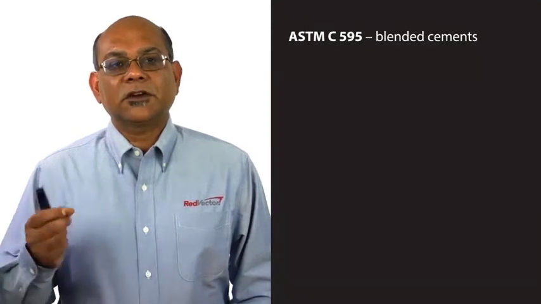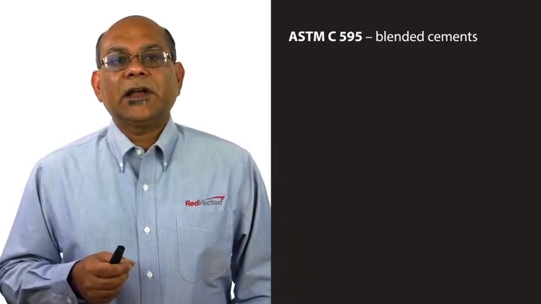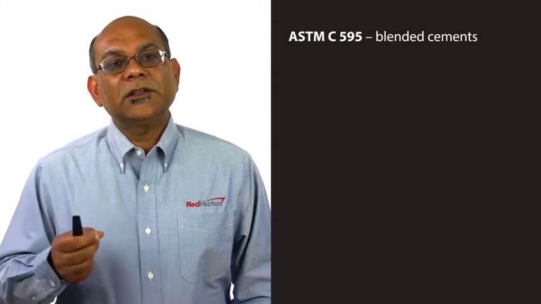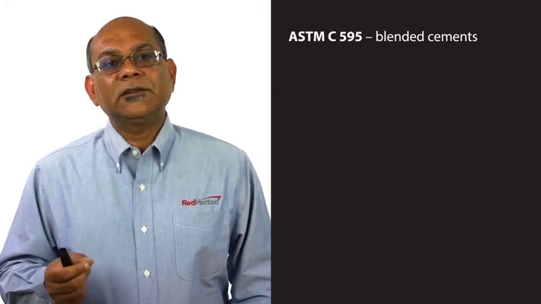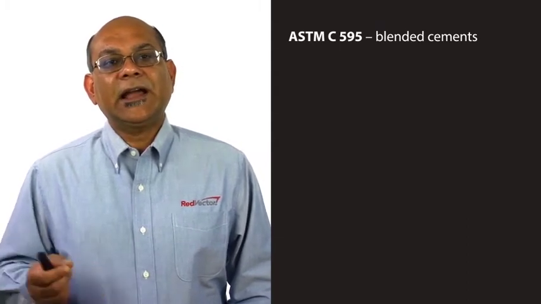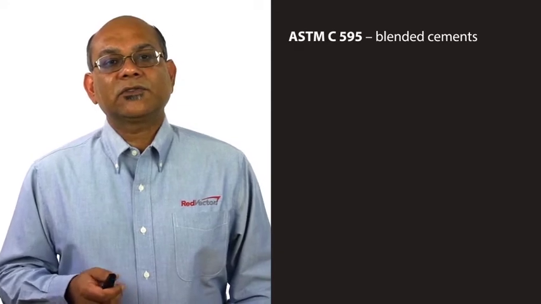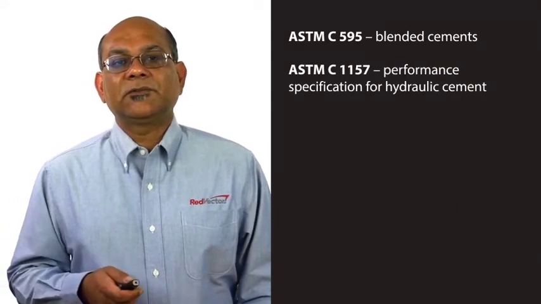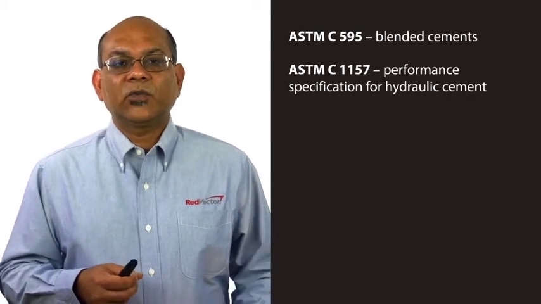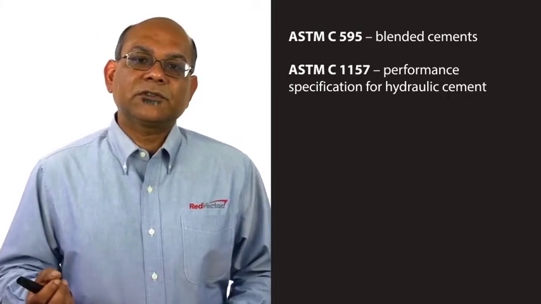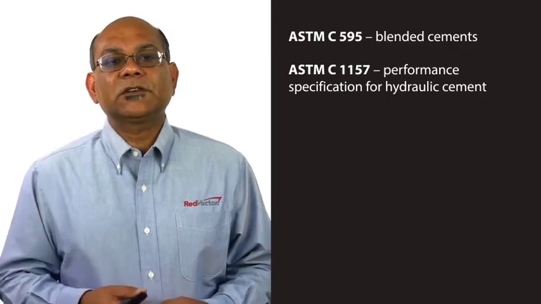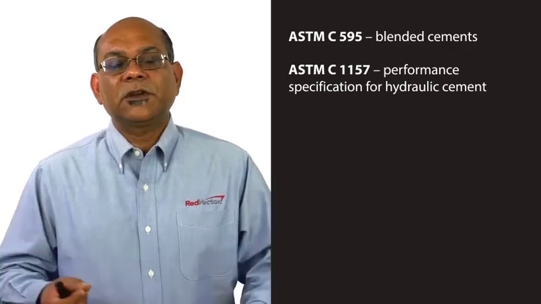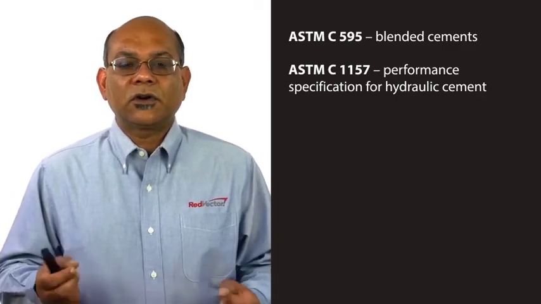The other cement specifications, like I mentioned before, ASTM C595 talks about blended cements, and it has, by the cement manufacturer, blends of fly ash or slag that are blended with Portland cement. And ASTM C1157 is a performance specification for hydraulic cement where there's no restriction on the composition of the cement, but it has to meet certain performance tests. So it's a performance-based specification for cement.